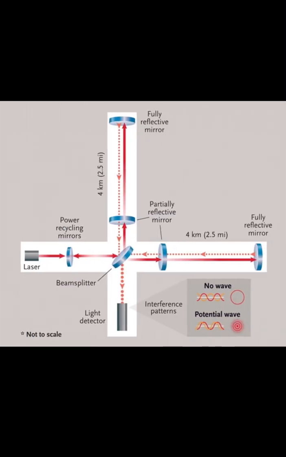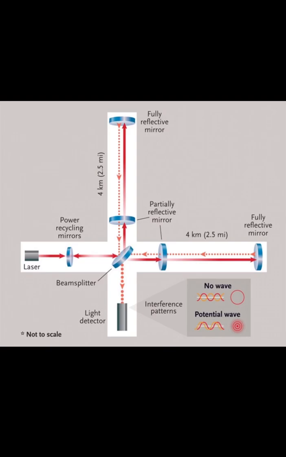This is the experimental setup of a Michelson interferometer, where the laser is the source. It is first divided into two beams by a beam splitter, and two mirrors are used in the two arms. The two arms are nearly 4 km long, and the whole setup is designed under the surface of the Earth in a tunnel, and these are fully reflective mirrors.